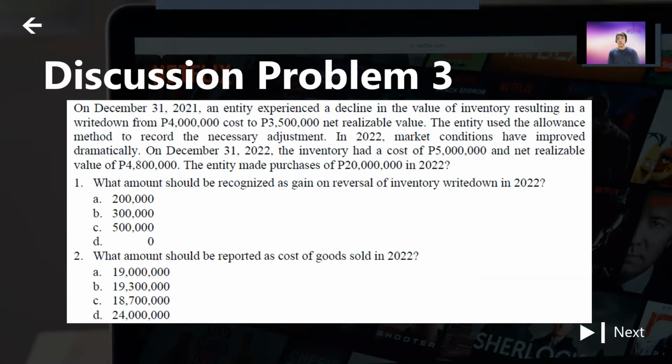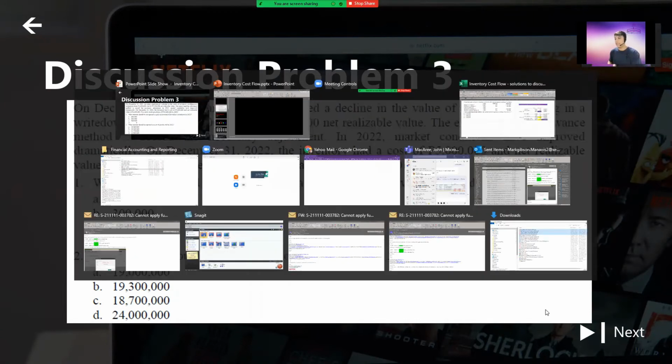The entity used the allowance method to record the necessary adjustment. In 2022, market conditions have improved dramatically. On December 31, 2022, the inventory had a cost of 5 million pesos and net realizable value of 4.8 million. The entity made purchases of 20 million pesos in 2022. So let's have discussion problem number 3.